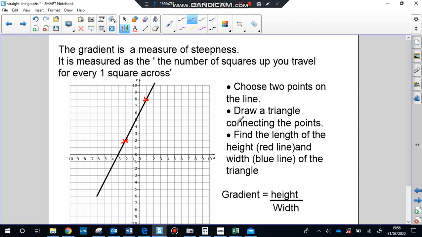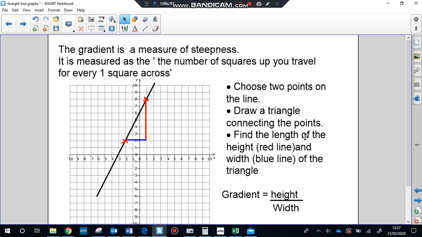Then it says draw a triangle connecting the points. So what I'm going to do is draw a straight line in here and a straight line in here so that I've got a triangle. Okay, does that make sense? So here are my 2 points, and I've done a vertical line straight down and a horizontal line to give me a right angled triangle.